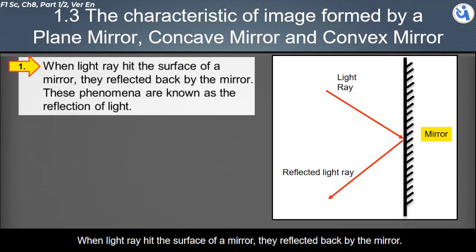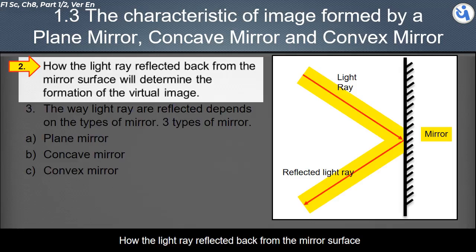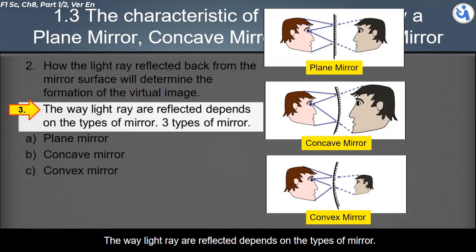When light rays hit the surface of a mirror, they are reflected back by the mirror. This phenomenon is known as the reflection of light. How the light rays are reflected back from the mirror surface will determine the formation of the virtual image. The way light rays are reflected depends on the type of mirror, and there are three types of mirror.